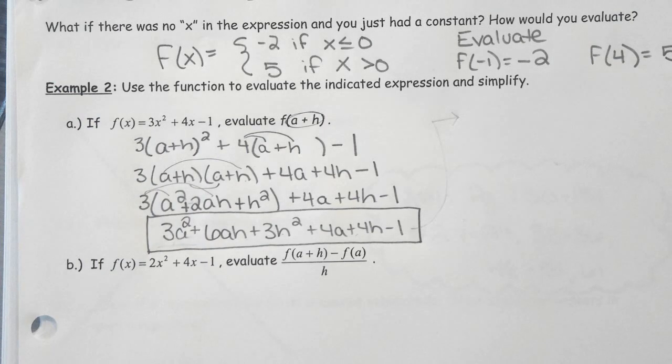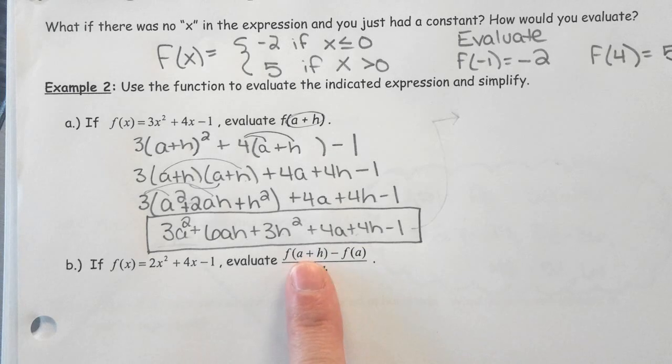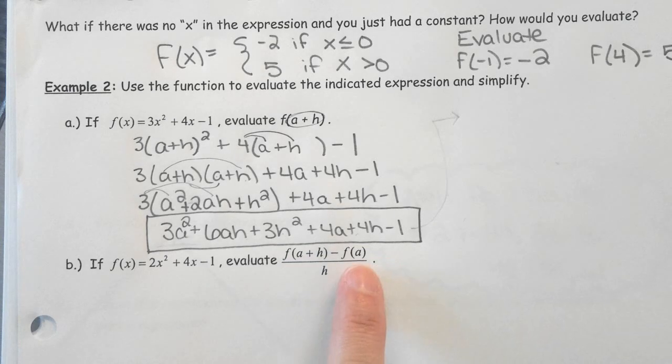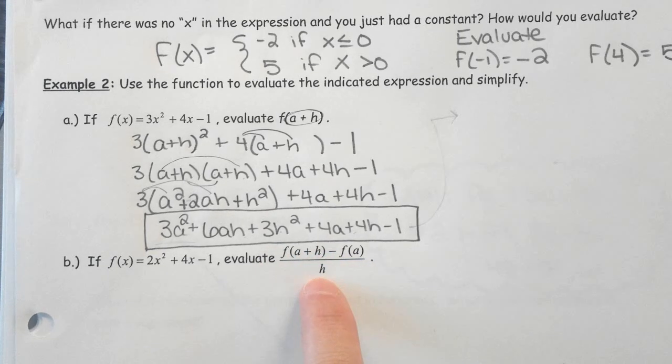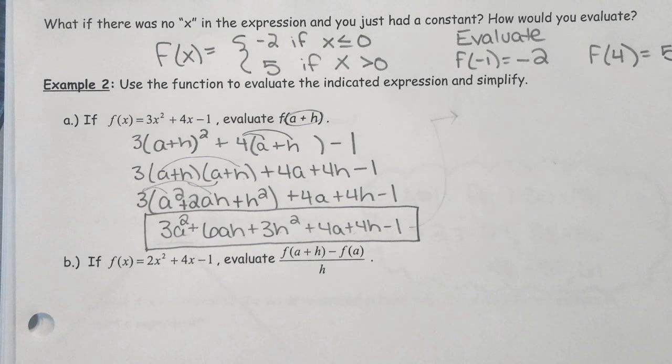The next one, we're going to plug in a plus h again. Then we're going to plug in a. And we're going to subtract. And then for giggles, we're going to just put it all over h. And this formula is going to come back to you at the end of the year. This formula is actually a part of finding the derivative, is where this formula comes to us from. I can't use that color, that's ugly. Let's see, I'm going to grab a couple different colors so you can see where everything is.